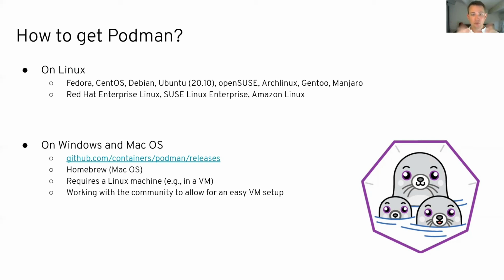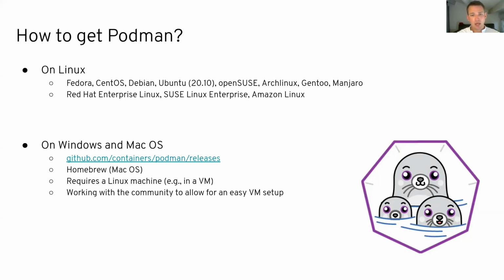And we also provide binaries for Windows and macOS. You can download these binaries from the release page on GitHub, or you can use Homebrew for macOS. It requires, however, a Linux machine. Containers are a Linux concept. So if you run it on Windows or macOS, you actually use what we call Podman Remote, which will send commands via the REST API to a remote Linux machine. This can be a server in your basement or in the server room of your company, or a virtual machine that you run on your desktop.